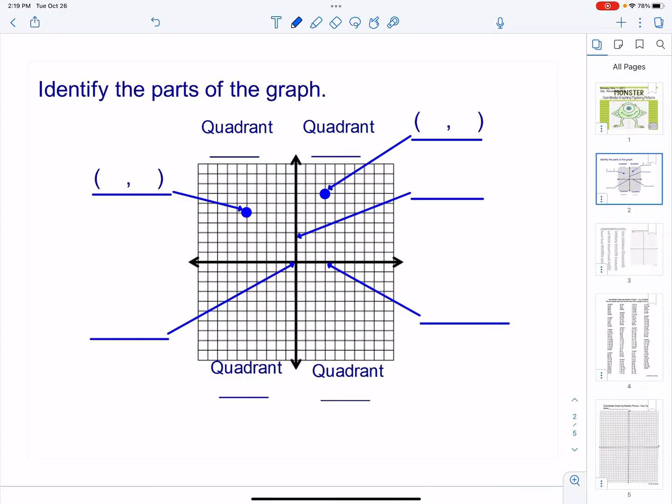a graph. So on your daily notebook, what I'd like for you to do is please draw for me a graph. In other words, draw me a graph like this. Put your arrows. Put a couple tick marks going each direction. And be ready to identify these parts. I'll give you a few moments to draw your graph.